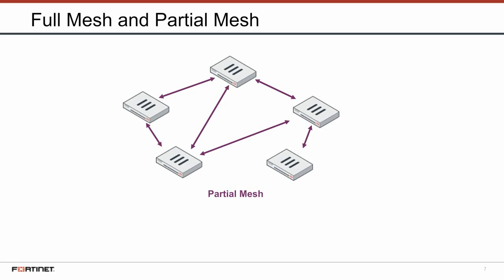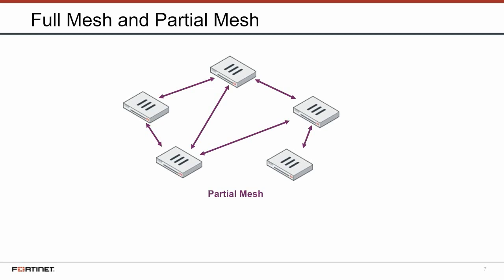Partial mesh attempts to compromise, minimizing required resources but also latency. Partial mesh can be appropriate if communication is not required between every location. However, the configuration of each FortiGate is more complex than in hub and spoke. Routing, especially, may require extensive planning.